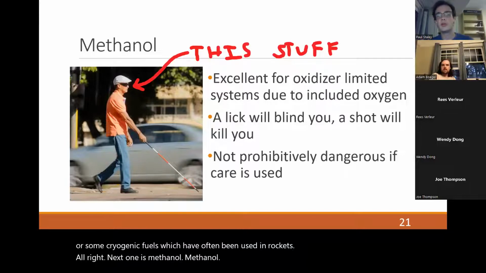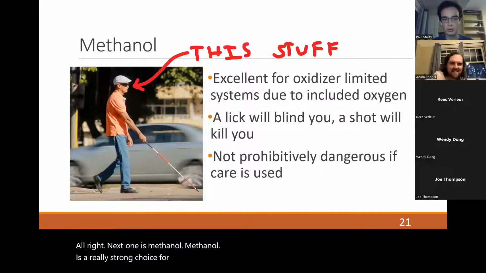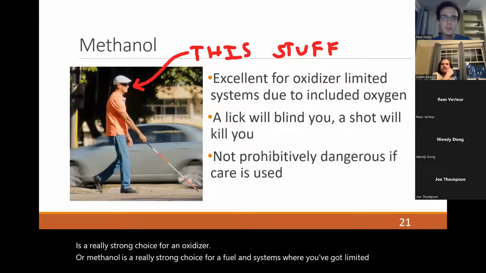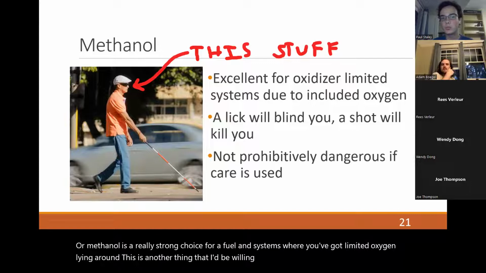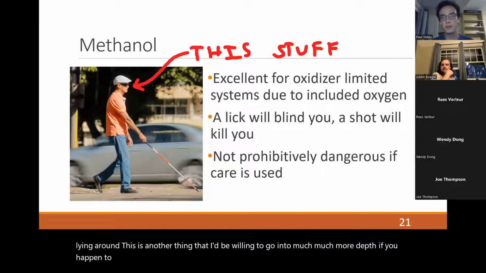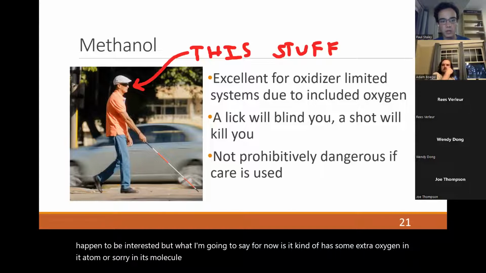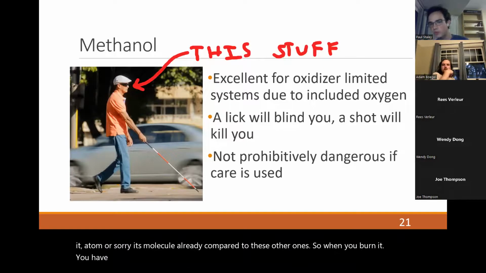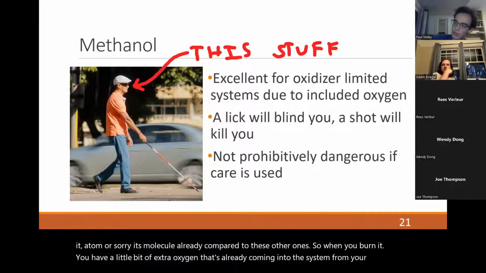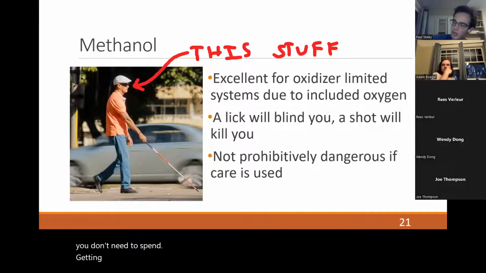All right, next one is methanol. Methanol is a really strong choice for a fuel in systems where you've got limited oxygen lying around. This is another thing that I'd be willing to go into much, much more depth on if you happen to be interested. What I'm going to say for now is it has some extra oxygen in its molecule already compared to these other ones. So when you burn it, you have a little bit of extra oxygen that's already coming into the system from your fuel that you don't need to spend getting into the system with the oxidizer.